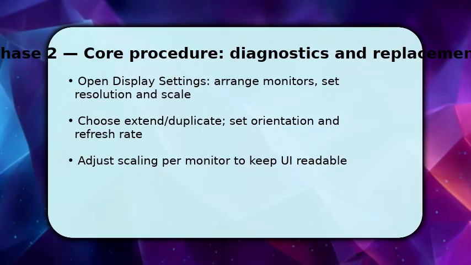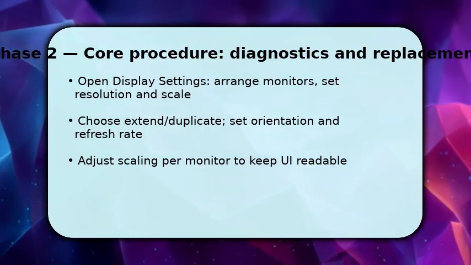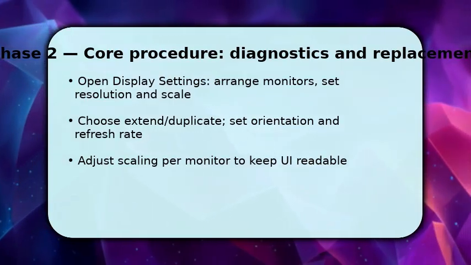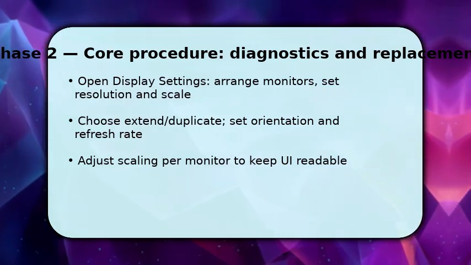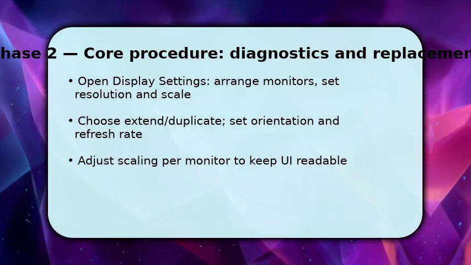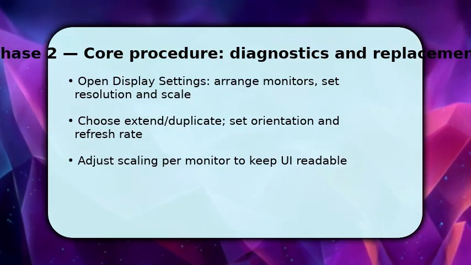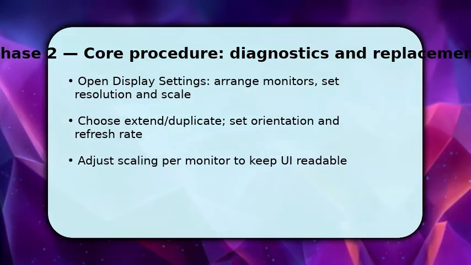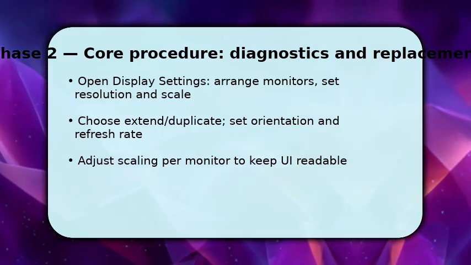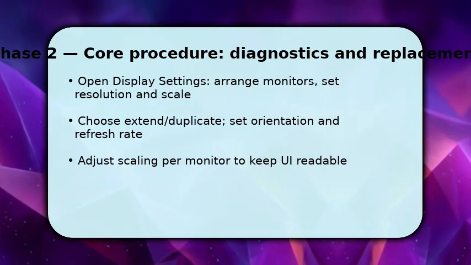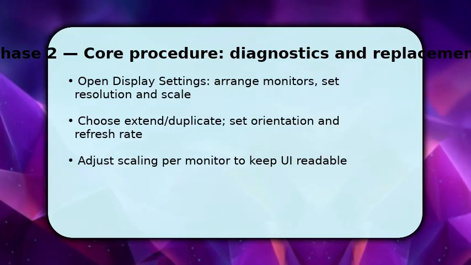Now you configure the OS so the system knows how to use both screens. Open display settings and drag the monitor icons to match your physical layout. This makes the mouse move naturally between them. Next, set resolution and scaling per display so text and windows appear correctly. Choose refresh rates supported by each monitor. Then select extend or duplicate depending on your workflow.